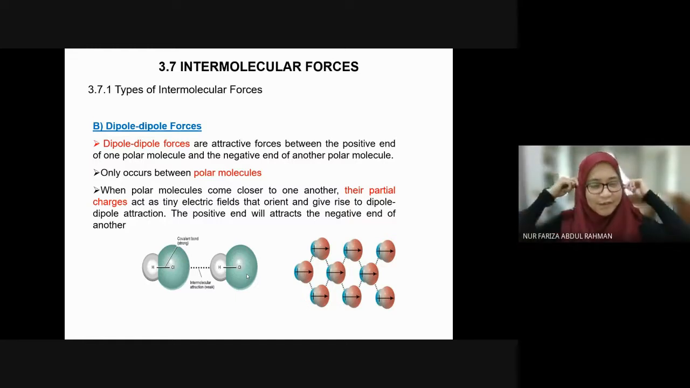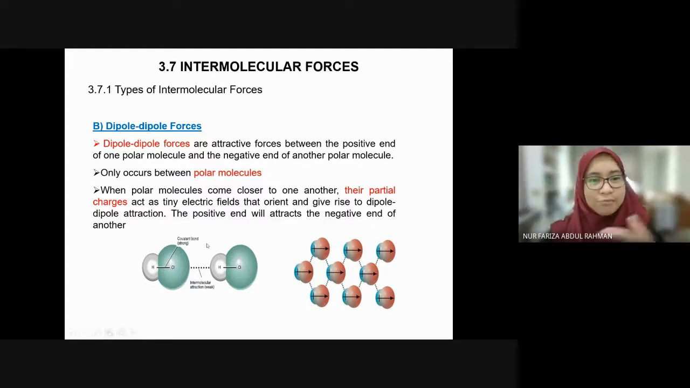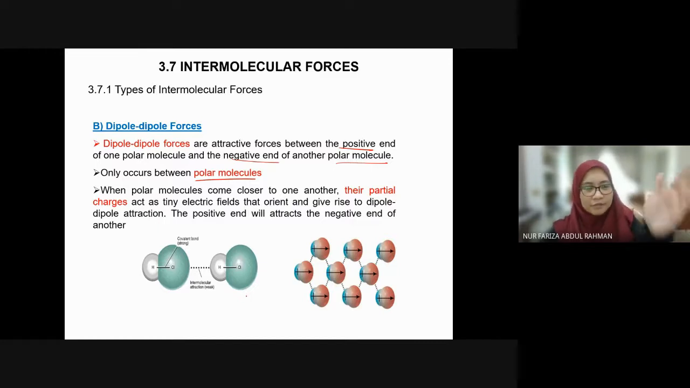Alright, next we have dipole forces. The term dipole represents the dipole that we have for the polar molecule. Dipole forces are attractive forces between the positive end of one polar molecule and the negative end of another polar molecule. Please bear in mind that it only occurs between polar molecules. Dia hanya ada dalam polar molecule. Non-polar maksudnya you dah determine, oh, this molecule is non-polar. So that means the molecule will not have dipole forces. It can only have London dispersion forces.